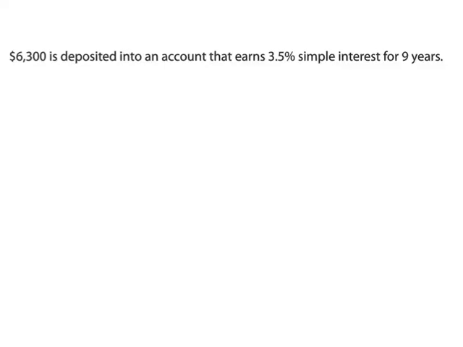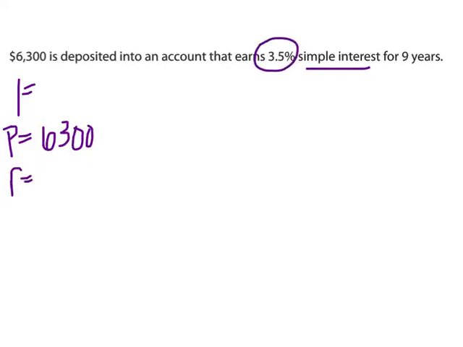So they want us to calculate the simple interest. If they deposit $6,300 into an account that earns 3.5% simple interest for 9 years, they want to know how much interest that is. So we have I equals, we don't know the interest. Principal is what you start off with. We're starting off with 6,300. My rate is 3.5%. We have to move the decimal 2 places to the left to make it a decimal. And then T is time in years, and we have 9 years.